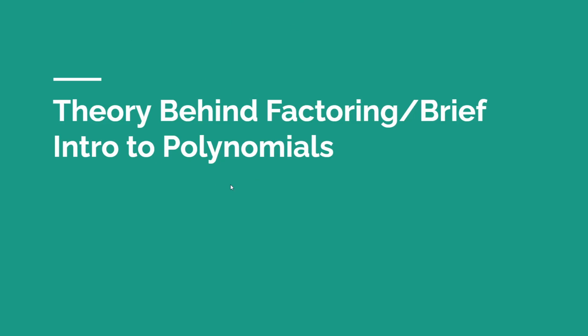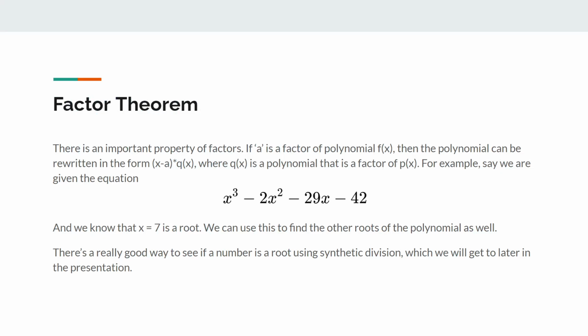So now we have my favorite part, which is the theory behind all this stuff. Because you can do the math, but if you know the theory, that's where the true math lies. So the first important one is the factor theorem. Say you have a root a of the polynomial. Then the polynomial can be rewritten as x minus a times q of x, where q of x is a different polynomial that's also a factor.